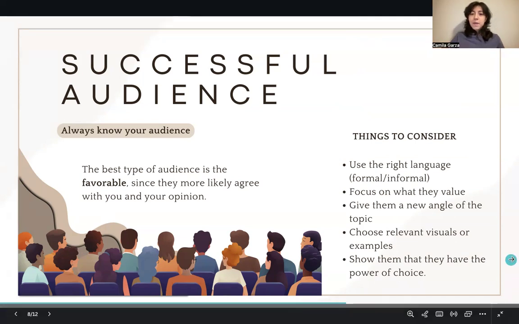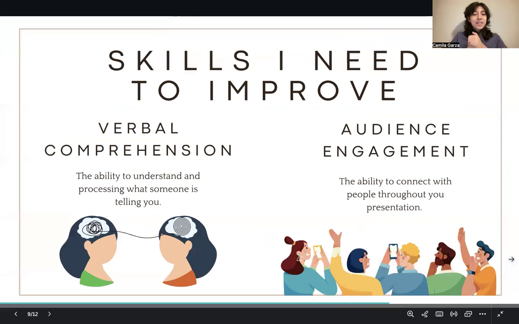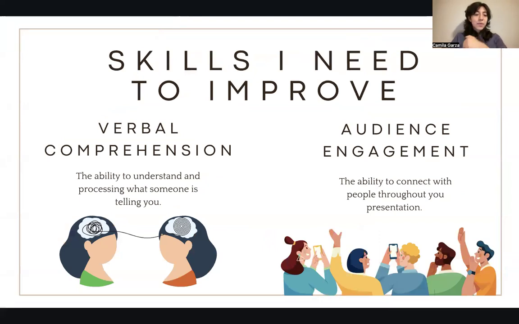That's why you always have to get to know your audience so you know how to properly address them. Then I have these skills that I think I need to improve, which is verbal comprehension, because sometimes I tend to not understand what people are trying to tell me because I'm more of a visual learner. And also audience engagement, which is to connect with people throughout your presentation. I think I lack that because sometimes I don't know how to be more humorous or to engage properly with them.